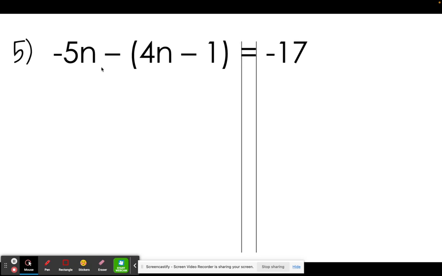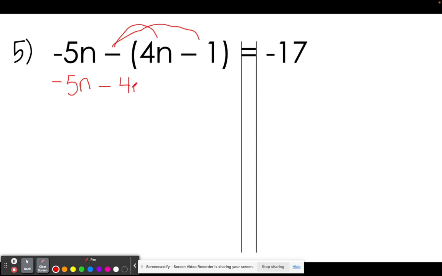Okay, what do we have here? We have a negative we're distributing. We're also going to end up combining some like terms. Let's give it a try. Distribute the negative to the 4n and to the negative 1. So I have negative 5 minus 4n. And then negative times negative 1 makes that a positive 1. This will equal negative 17.